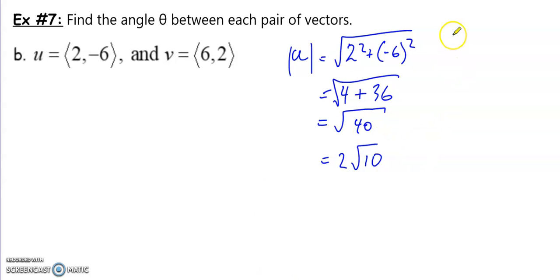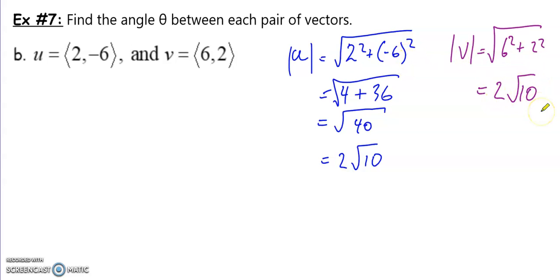V, the magnitude of v, is going to be the square root of 6 squared plus 2 squared. Hey, look at that. That's going to be the exact same thing because we're just ignoring the sign. So you know what? I am going to take the information I already know, and I'm just going to write that down. Boom.